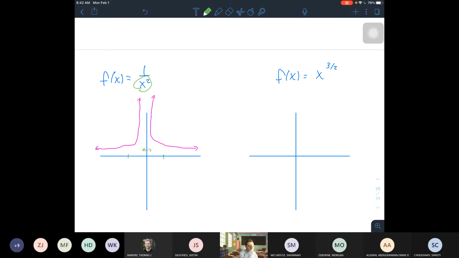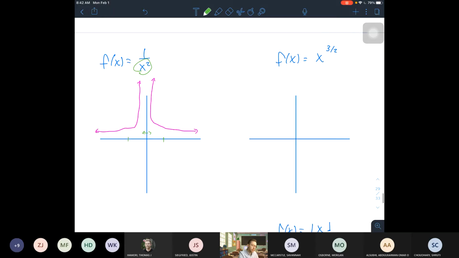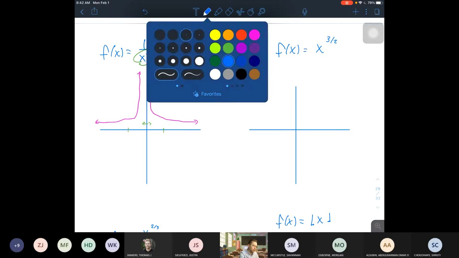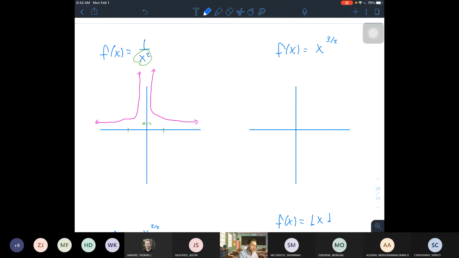So let's look at this one. f of x equals x to the power 3/2. This is the first one that's really confusing, I think. But what does it say? It basically says we take the number x and we cube it, and then we take the square root.